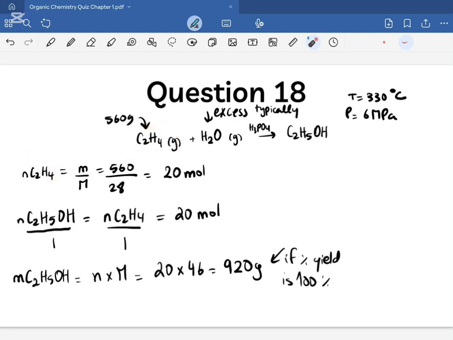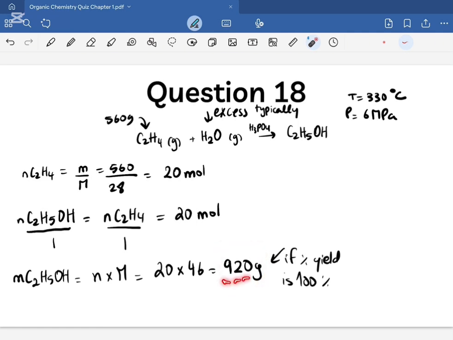I do mass over molar mass. 560 grams divided by the molar mass, which is 2 times 12 plus 4. I get 20 moles. And then using the reaction ratio, I'm going to get the number of moles for the ethanol. It's going to be 20, the same as the ethene. And I would use this formula, which is mass equal to the number of moles times the molar mass. And the final answer is going to be 920 grams.